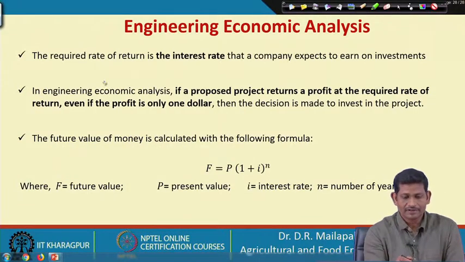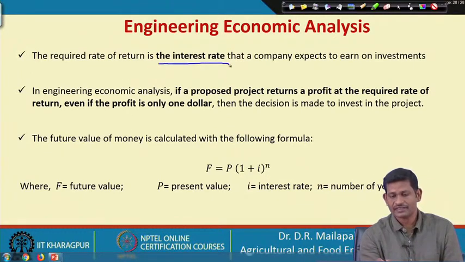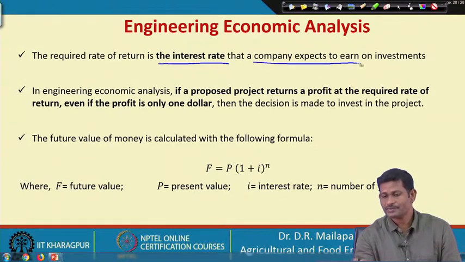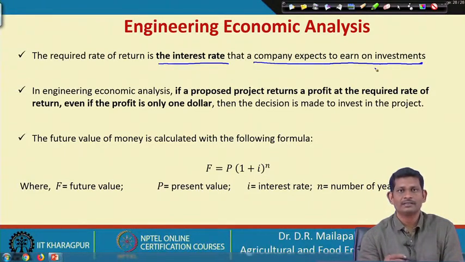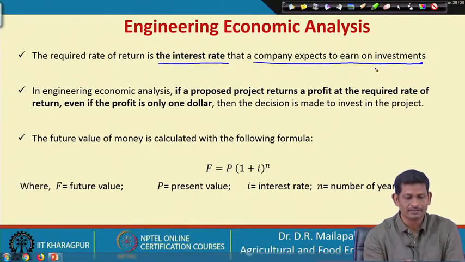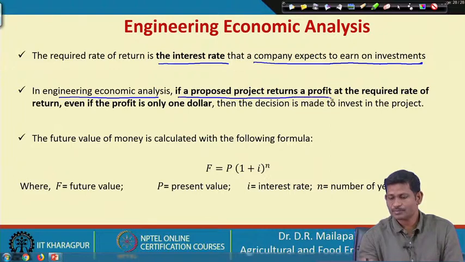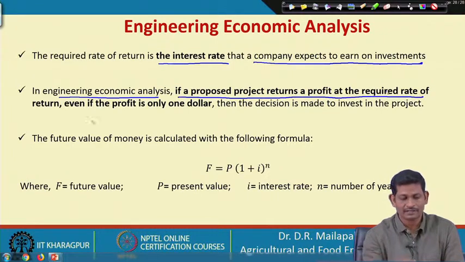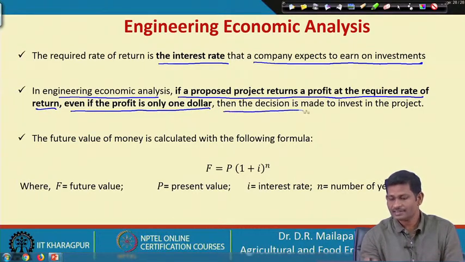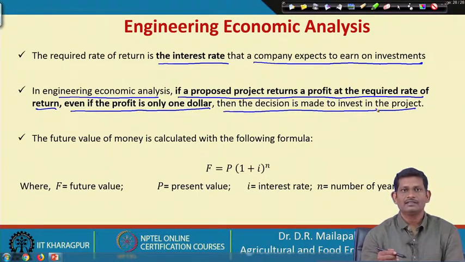So, the required rate of return, this is the terminology we use. It is the interest rate that a company expects to earn on investments. So, interest rate is the required rate of return. In engineering economic analysis, if a proposed project returns a profit at the required rate of return, even if the profit is only $1, then the decision is made to invest in the project. This is the thumb rule or common sense, that if you are getting a profit of $1, definitely you go and invest in the project.